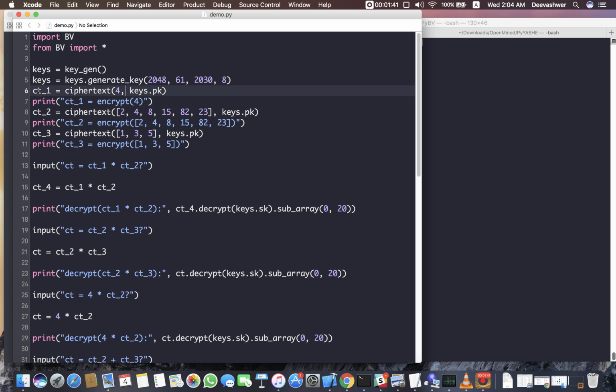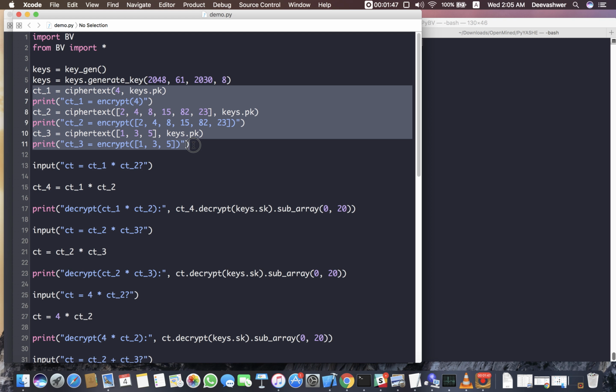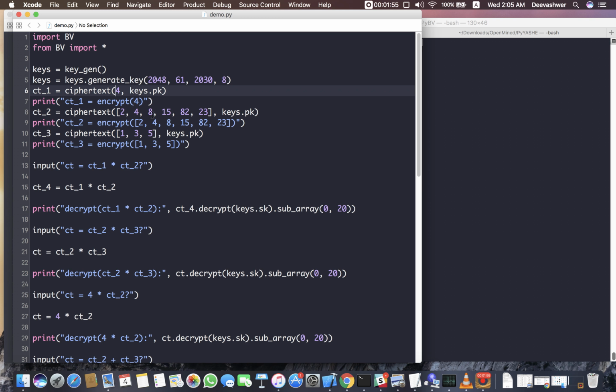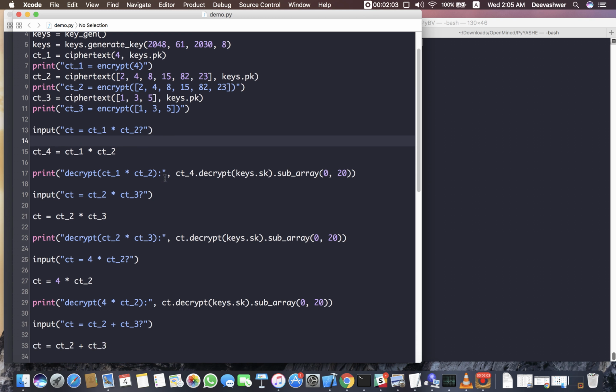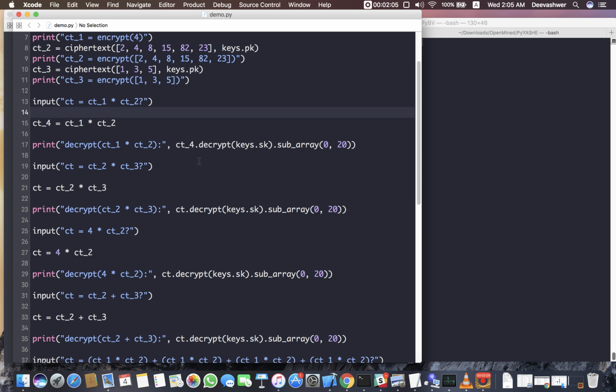So to start with, we are encrypting 3 plain texts. The first one is encrypting 4. The second one is encrypting the list of integers 2, 4, 8, 15. And the third one is encrypting another list of integers.